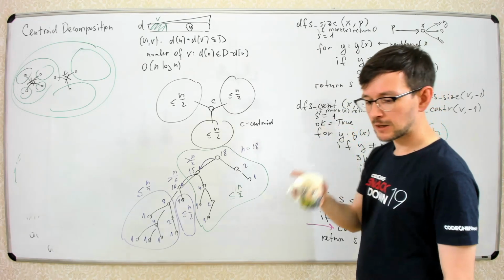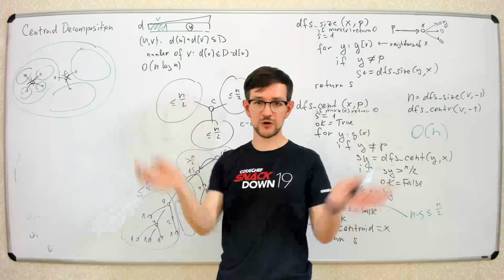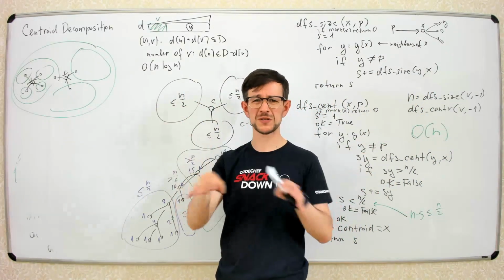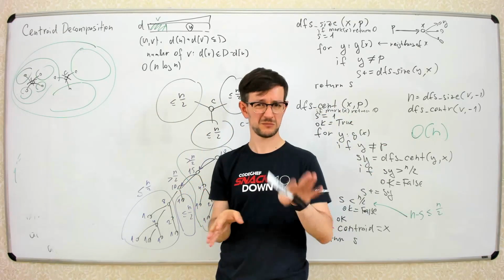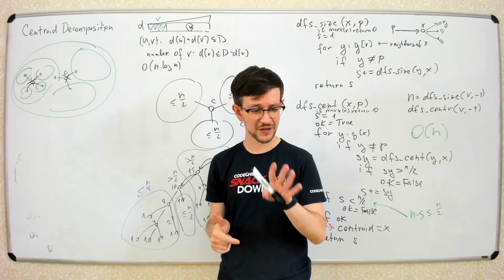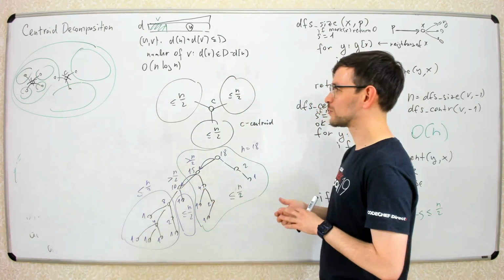Yeah. If you look at the total number of iterations of all these DFSs for all these components, the total time will be linear. That's definitely true. So the total time will still be correct.